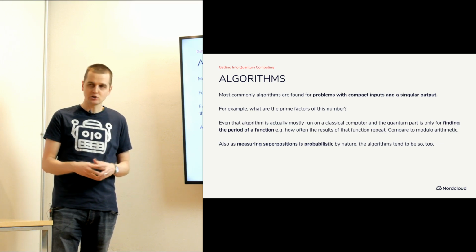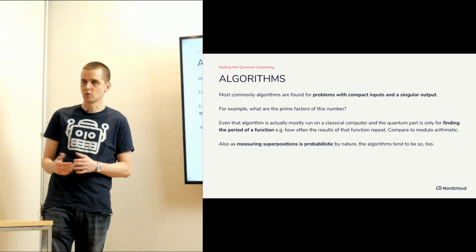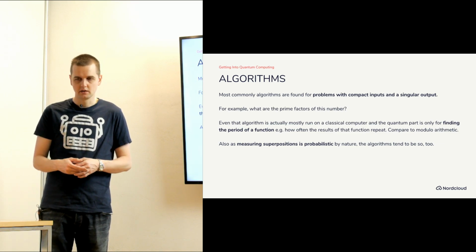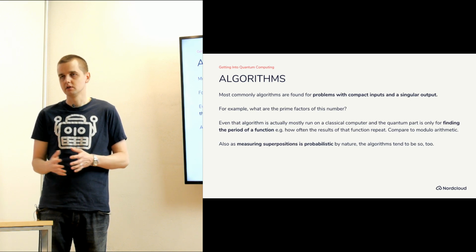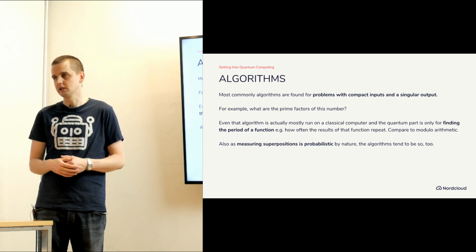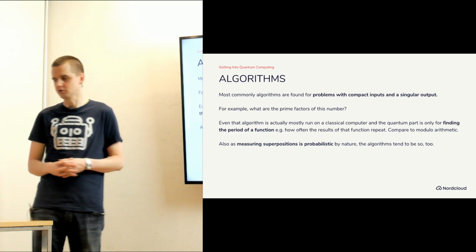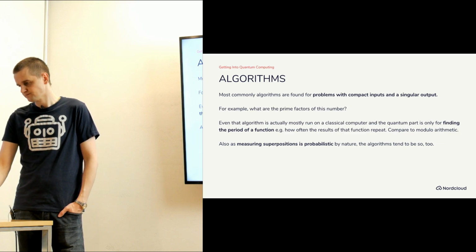And since this measurement that we mentioned previously is probabilistic by nature, these algorithms tend to be probabilistic as well. Like, there's another famous algorithm which is about finding an element from a list or an array, but it isn't 100% certain to find, let's say, the biggest element on that list. It's just 98% certain. Depends on the size of the array.